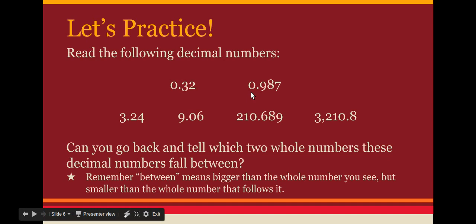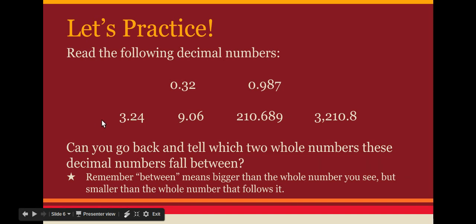The next decimal number also has a 0 instead of an actual whole number, so we can go right to step 3. Read the decimal number how you normally would, but state the place that the last digit sits in. 987, and the 7 is sitting in the thousandths place, so this number is read 987 thousandths.